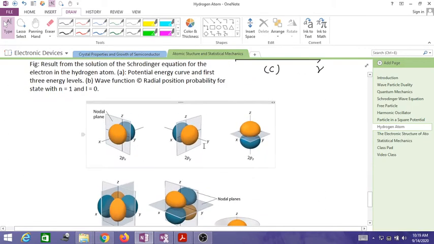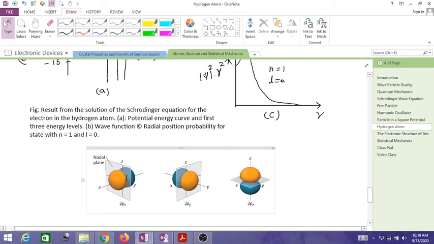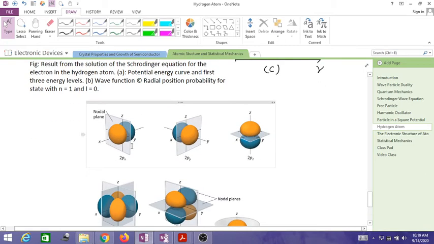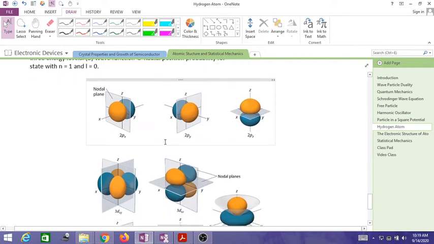So if you want to see the representation of the shells, subshells and orbitals, this is the 3D representation of the orbitals. Here we have the orbitals for 2px, 2py, the different orientations. This one is with respect to the y orientation, this is with respect to x, and this is with respect to the z orientation.